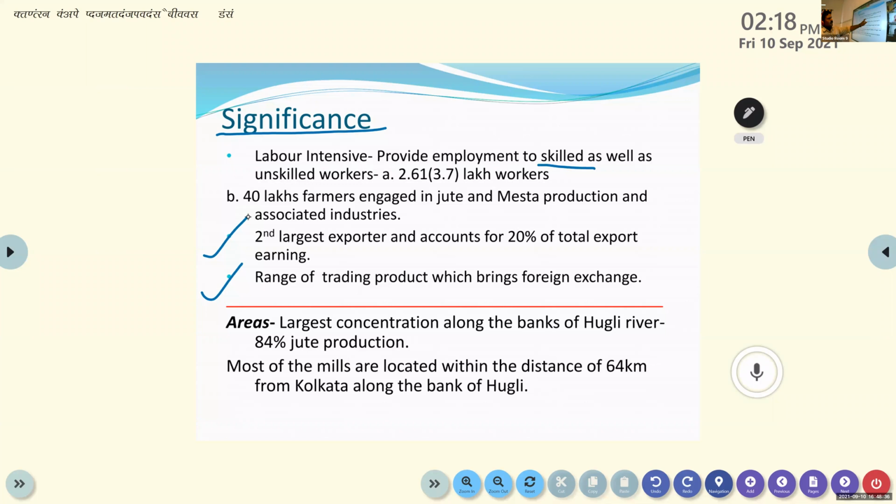Jute and related products are called jute and mesta production and associated industry. A number of other industries are also there, basically the chemical and dye making companies. Different color making companies are also developing along with jute production, because the jute textile industry uses different colors. So basically, in our mind, the first thing that comes to mind related to jute is the gunny bags, packaging bags, right? Yes or no?